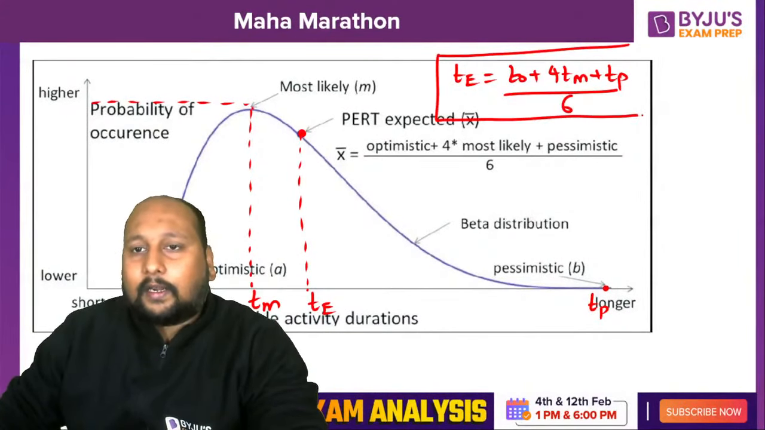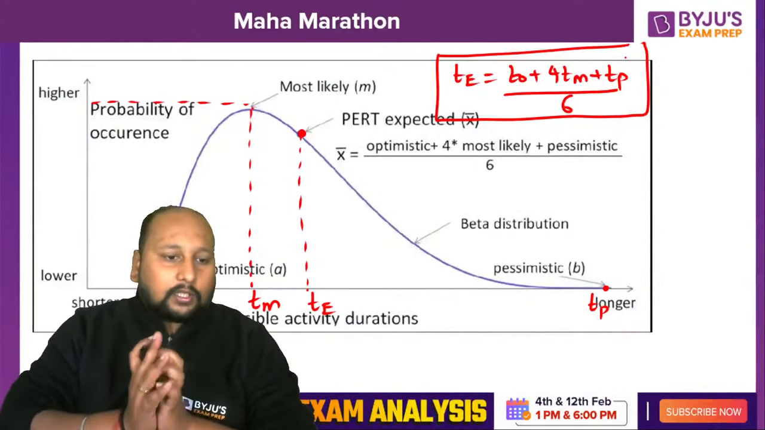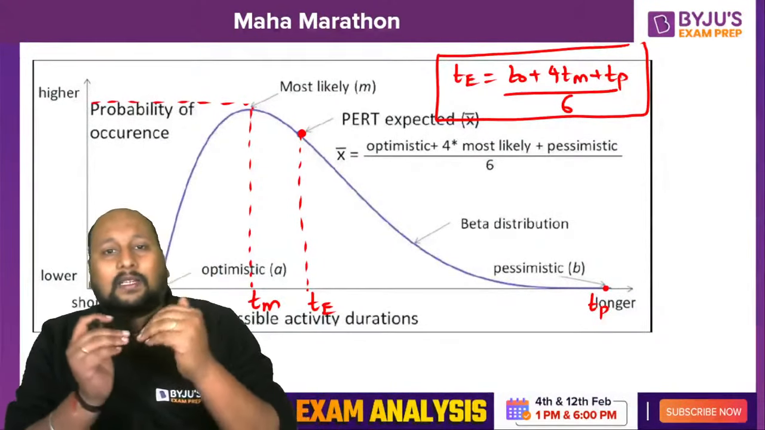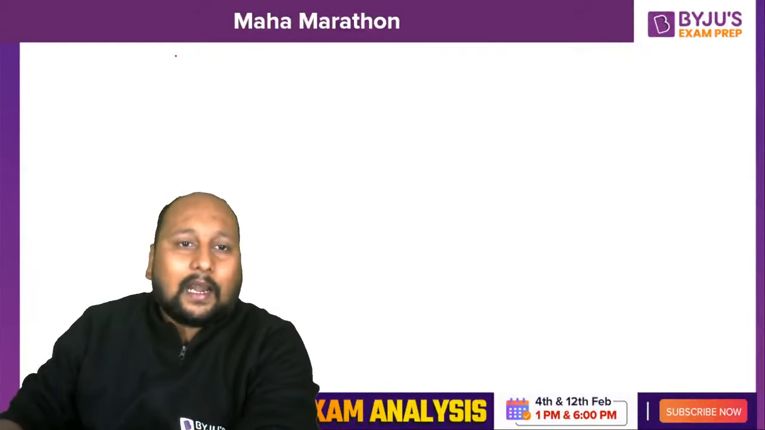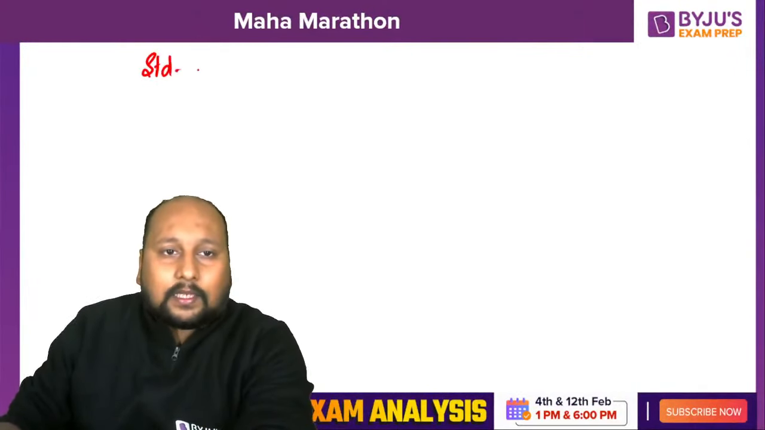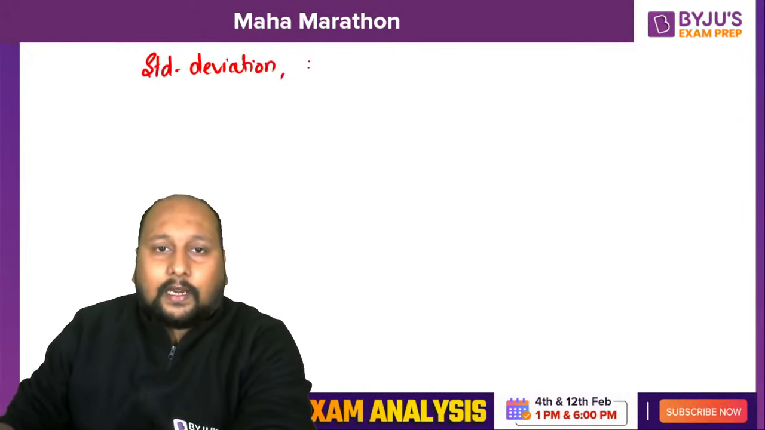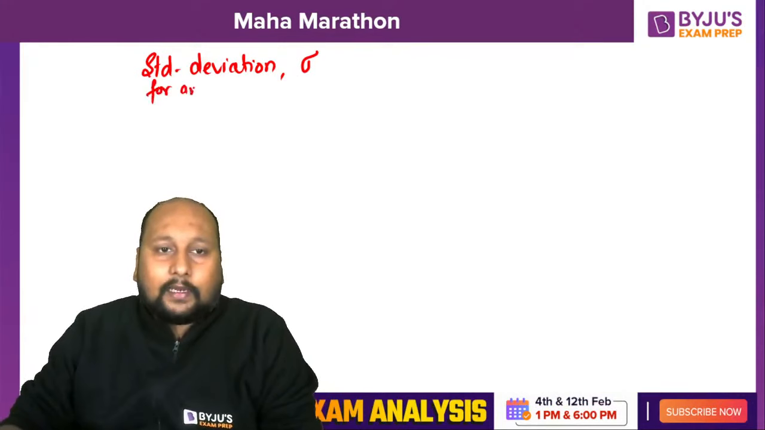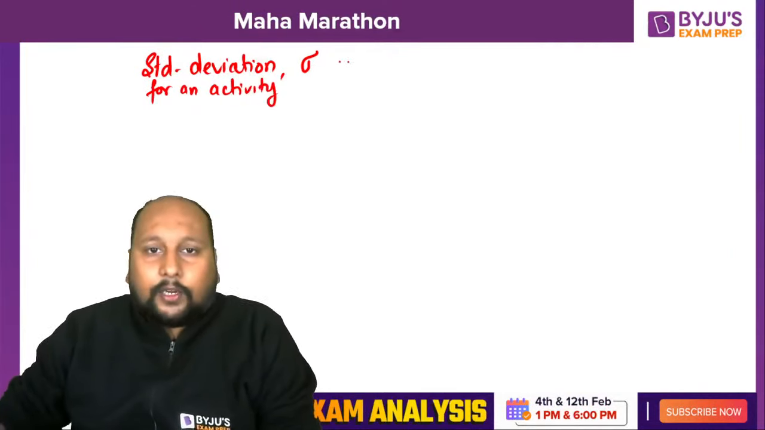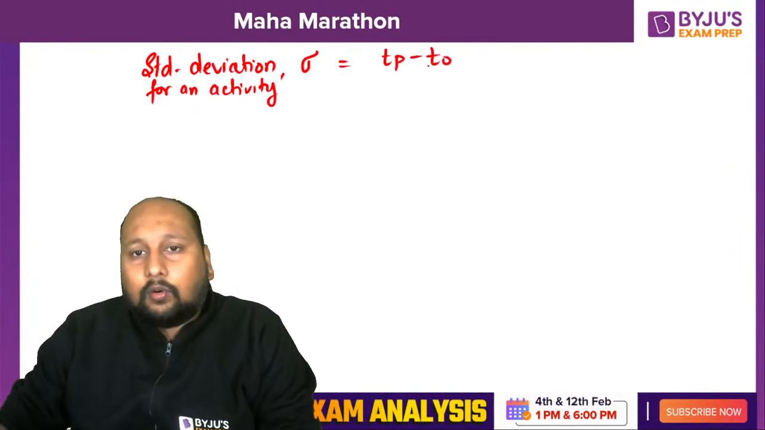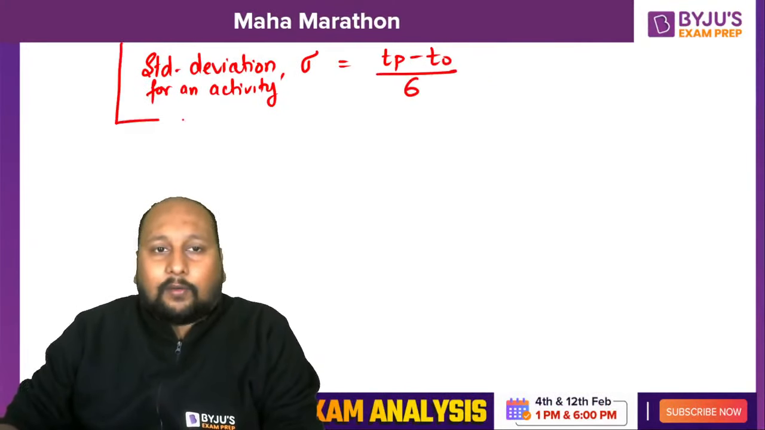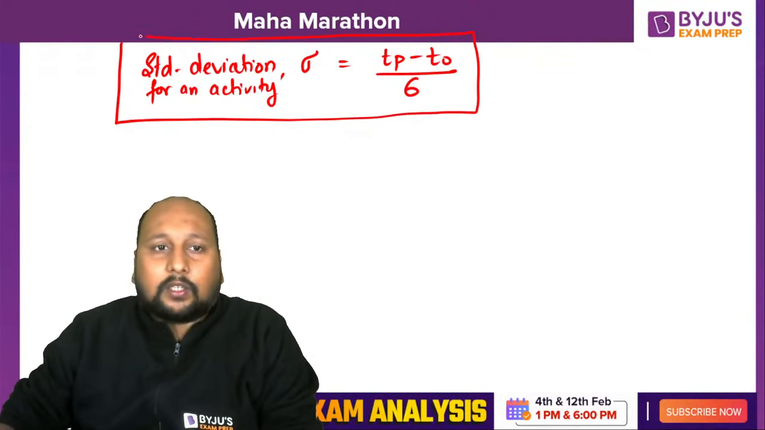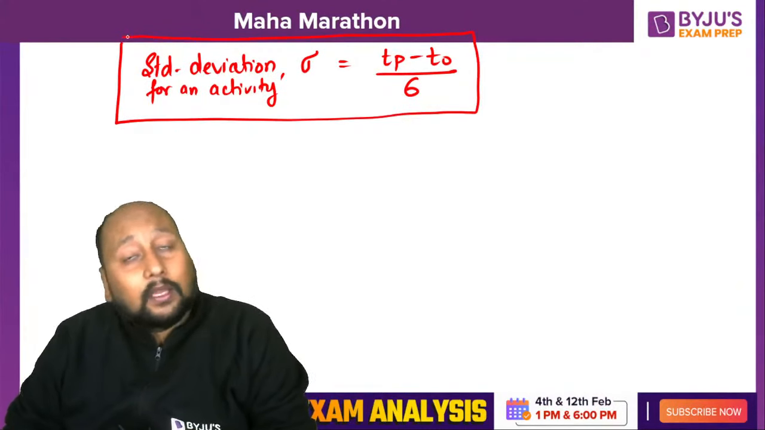Now, as we know that this is a probabilistic model, we'll definitely have some standard deviation. Quickly, you have to tell me in the comment section: if I want to calculate the standard deviation for an activity, what will be the formula? That means the maximum variation happening, right? It will be TP minus TO divided by 6. That is, the pessimistic time minus the optimistic time, divided by 6.